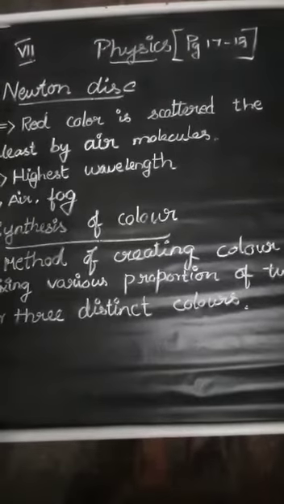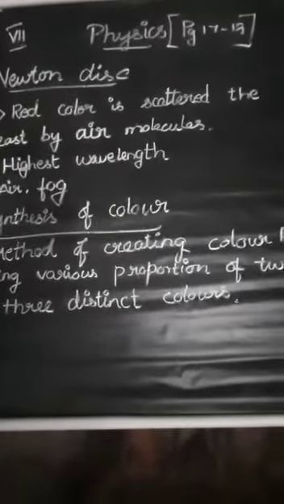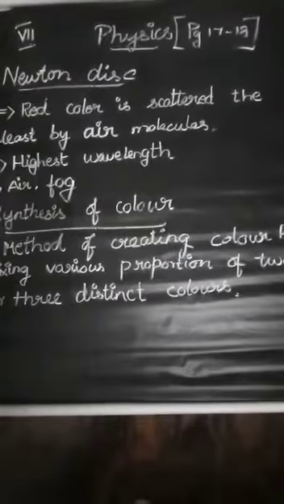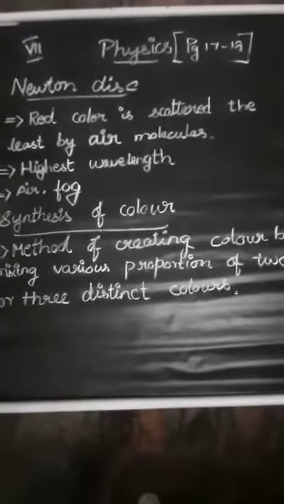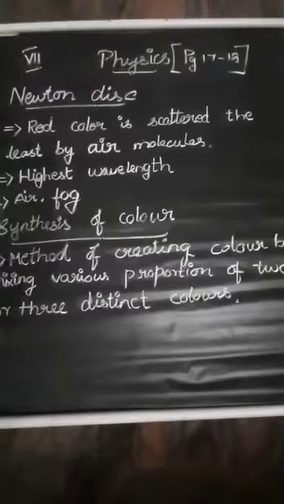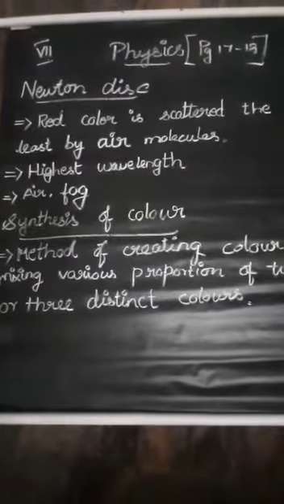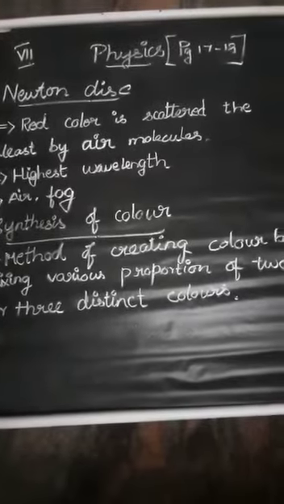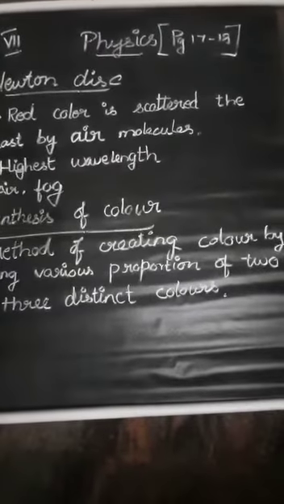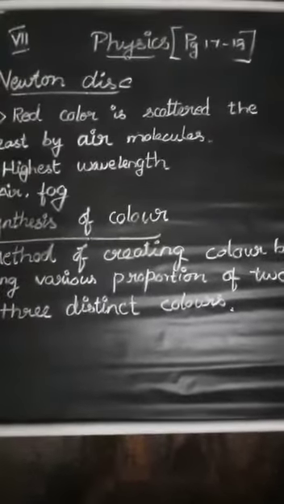Here we have to mix equal proportions of 2 primary colors, and it will create a secondary color. Magenta, cyan and yellow are called secondary colors. If you want a magenta color, you have to mix red and blue. Then blue and green mixed give a cyan color. Then green and red give a yellow color.